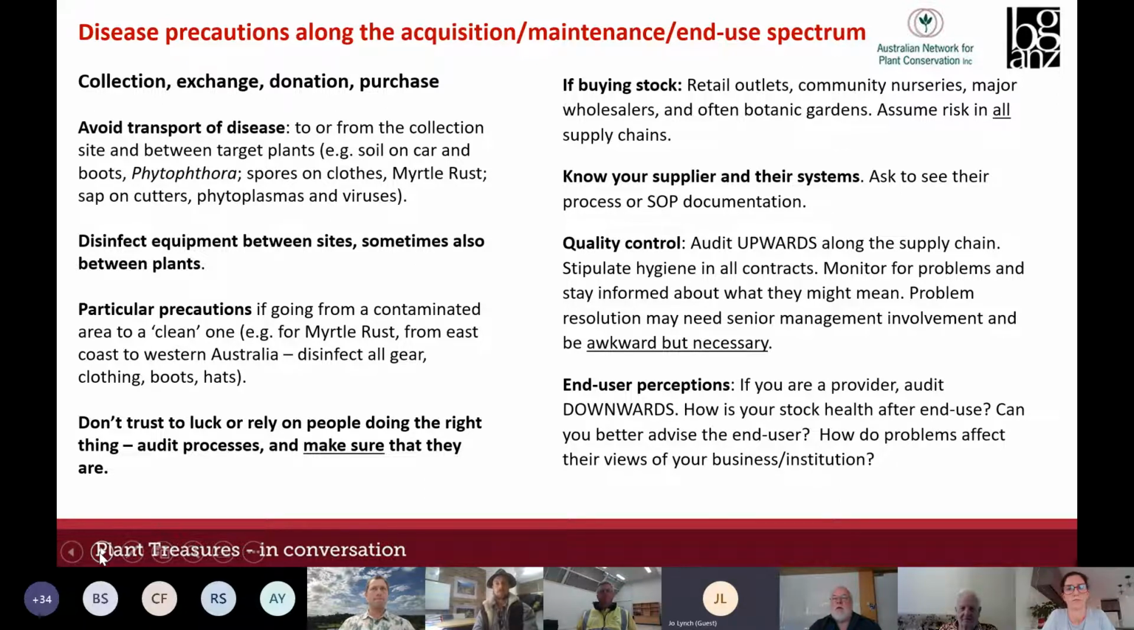If you're buying stock, be aware that all supply chains have to be considered somewhat suspect until proven otherwise. The problems exist across the whole spectrum of potential suppliers. It's best to know your supplier and their systems, and asking to see their process, if it's within physical access, or their standard operating procedure documentation, is a good thing to do. It puts them on their toes, and it gives you a much better idea of where the risks are upstream of you. So auditing upwards along the supply chain is really important, and stipulating hygiene in contracts is a significant step that you can take, which gives you some leverage later on.